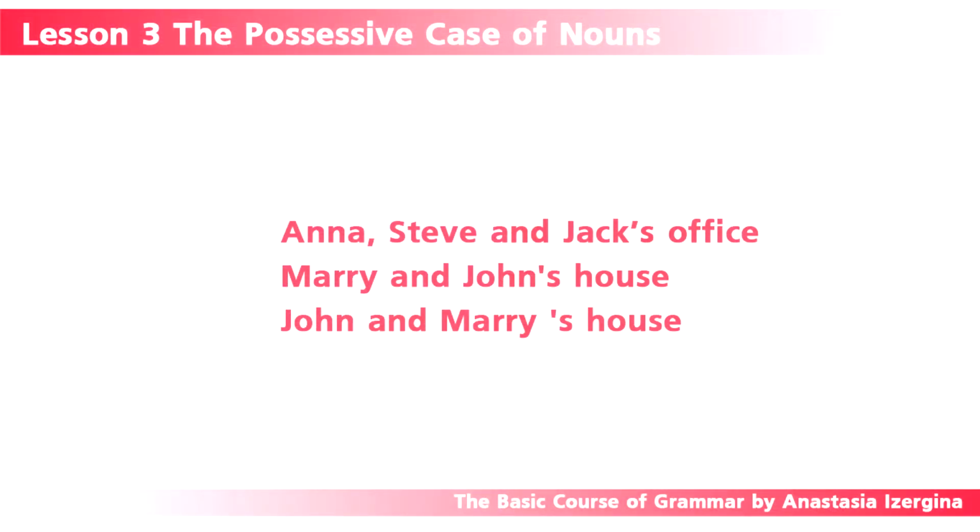If several words should be in the possessive as a group of owners, for example, when two or more people possess one object, we add apostrophe s to the last owner listed in the group. For example, Anna, Steve, and Jack's office. So this office belongs to all three people. All three people work there. But we put apostrophe s only to the last word.